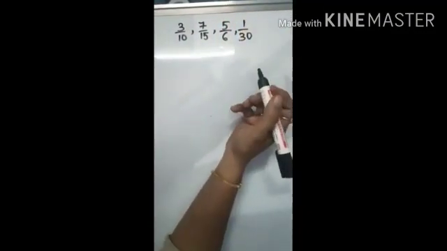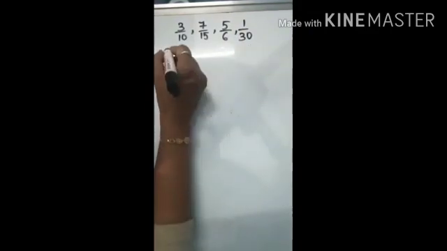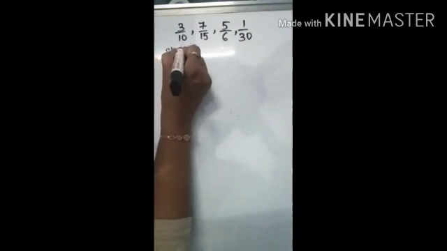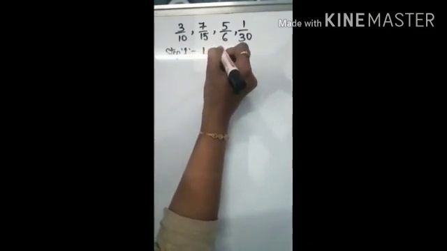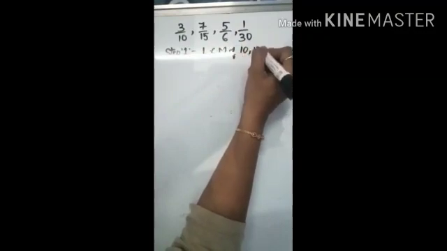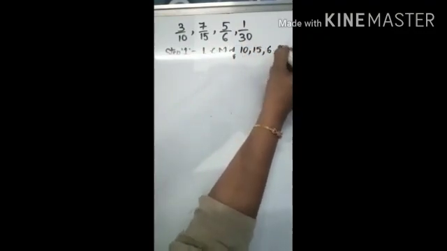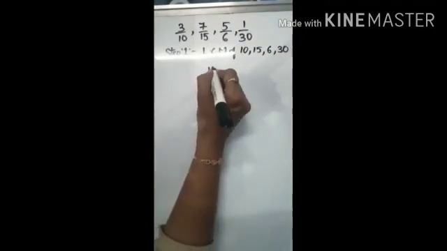Why did I call them unlike fractions? Because the denominators are not same. So the first step is to make the denominators same. To make the denominators same, I have to take the LCM of the denominators. What are the denominators? 10, 15, 6 and 30. Now, what is the LCM?